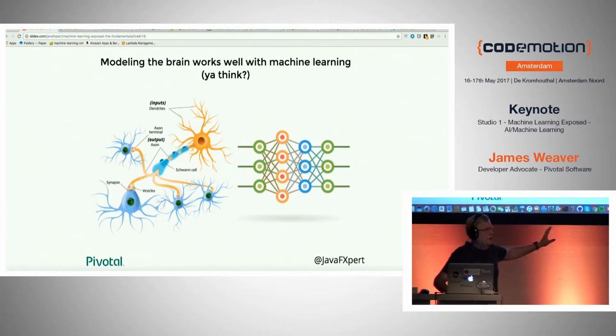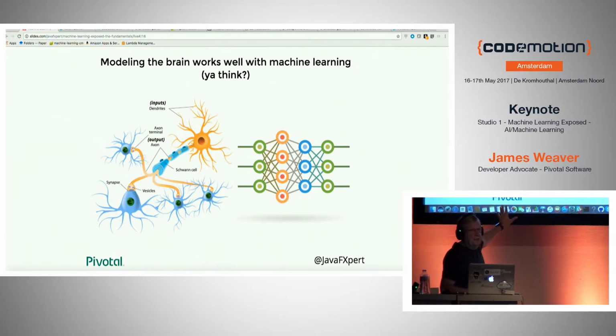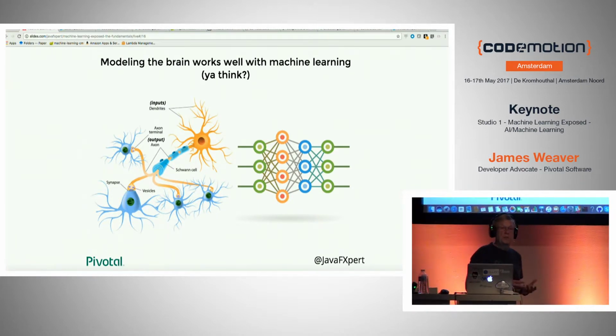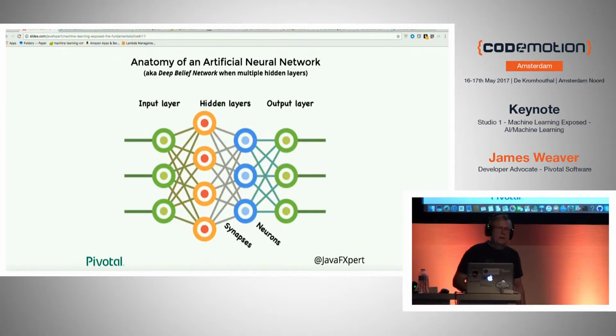So modeling the brain, if the picture on the left is the brain, with the things in it like neurons and synapses, the inputs, the dendrites, and the outputs, the axons, modeling that in an artificial neural network is over on the right that I'll blow up here.